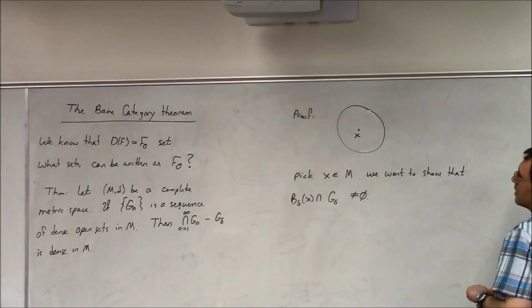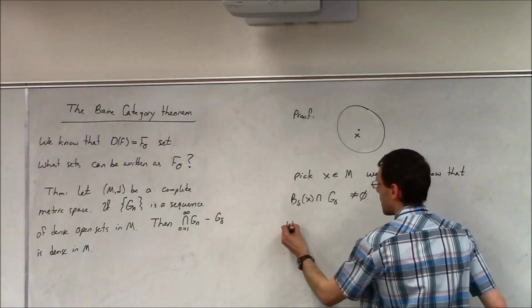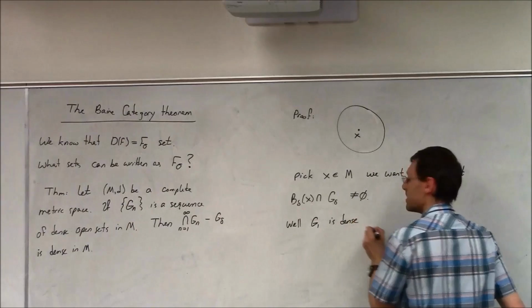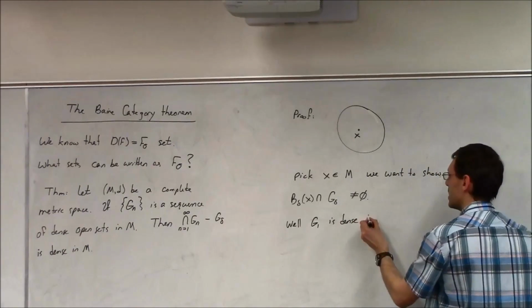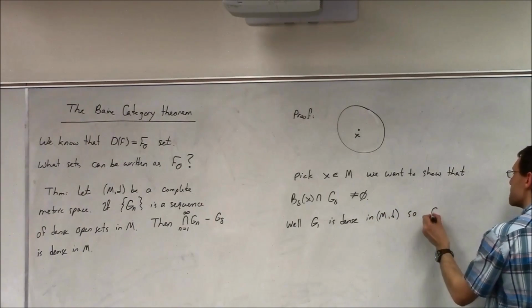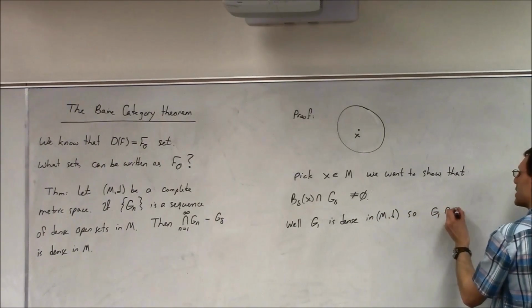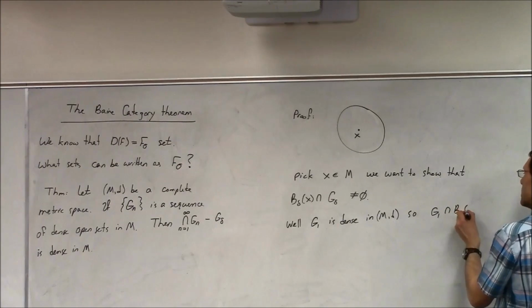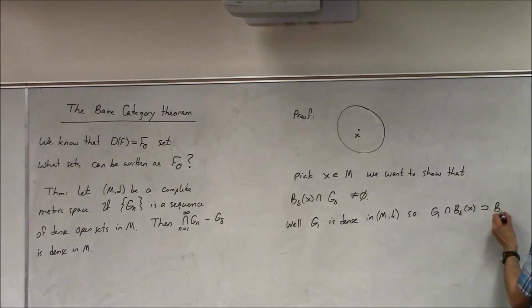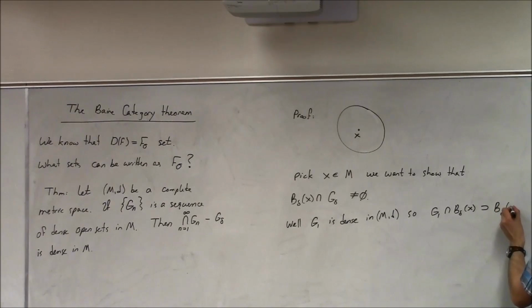So how are we going to do that? Well, G1 is dense. It's a dense open set. G1 is dense in MD. So G1 intersection ball of radius delta centered at x contains a ball of radius delta 1 around some point A, and it contains the closure of that ball.